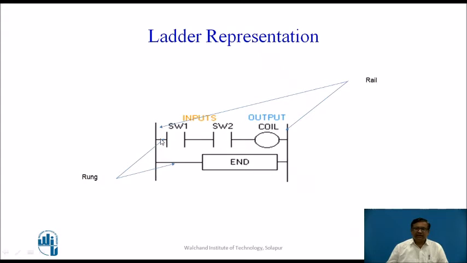If this rail is connected with the power supply, for example in an AC circuit this is a line, this is a neutral. The coil gets supply when switch 1 and switch 2 both are closed, and the coil does not get the supply when either switch 1 or switch 2 is open. And each row in this ladder diagram is called a rung. In this case there are two rungs. This is the first rung, which consists of switches and coil, and the last rung of the ladder diagram should be the end.